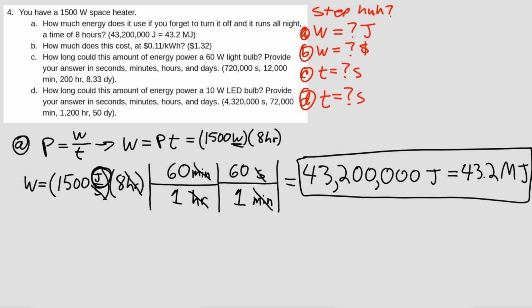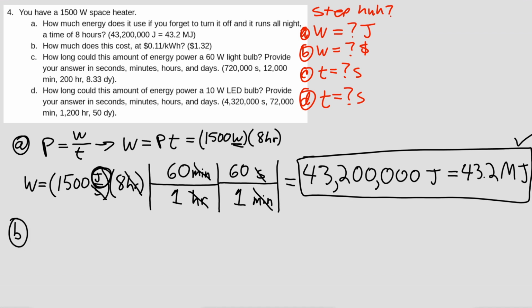So there's my answer for part A. I solved for the right thing. I have the right units. It is in joules. So I'm happy with that. Part B. How much does this cost at 11 cents per kilowatt hour?